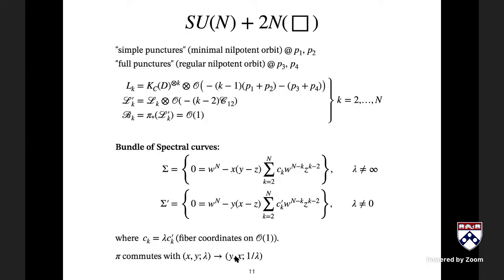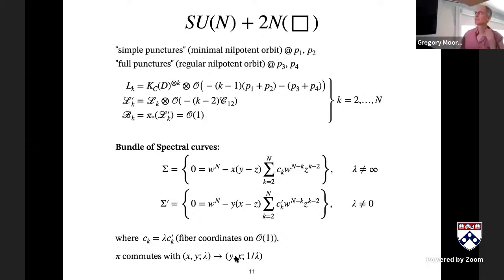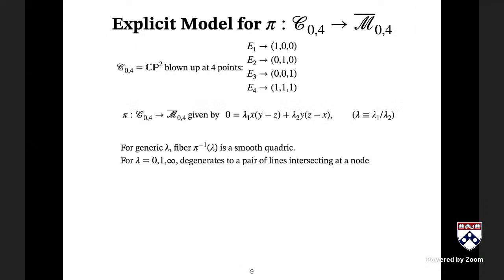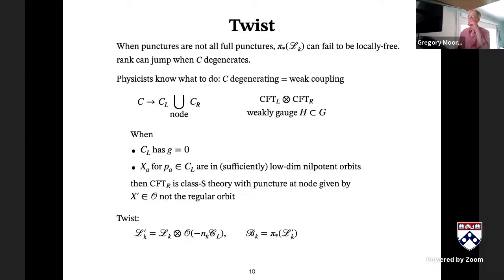So back to our, yes? I have a question about this. So could you go back? Sure. Are you, no, the gluing condition. So it seems that you're saying that the residue X_A has to be in a sufficiently low dimensional nilpotent orbit. Are you saying there are conditions on the X_A in order for this gluing formula to be true?